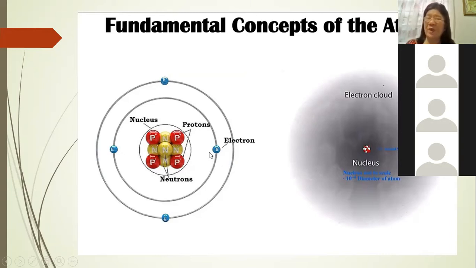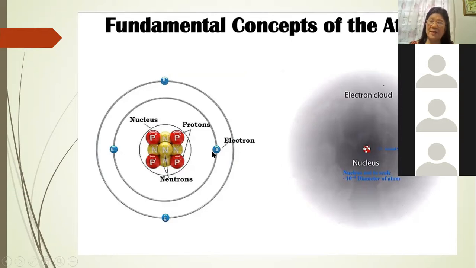You had this concept way back in high school, during your grade 11 and grade 12, especially if you are taking up STEM. So that is the fundamental concept of an atom. An atom has subatomic particles inside the nucleus. The nucleus has the neutrons and the protons. Outside the orbit of the nucleus is, of course, the electron.